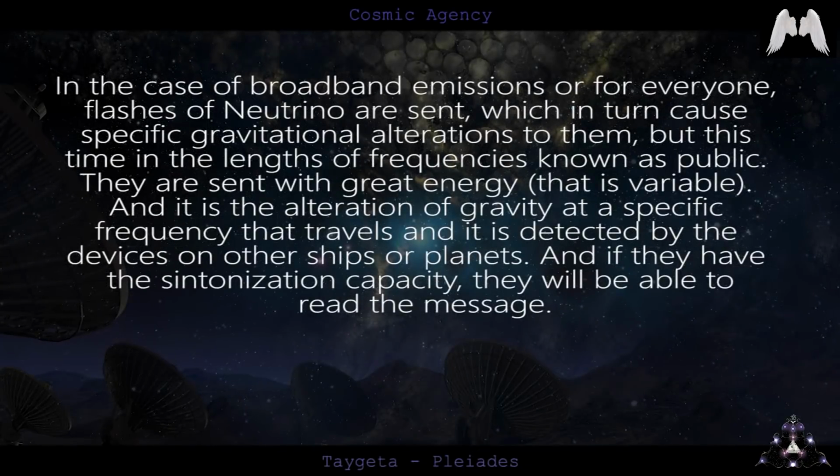In the case of broadband emissions, or for everyone, flashes of neutrino are sent, which in turn cause specific gravitational alterations to them, but this time in the lengths of frequencies known as public. They are sent with great energy, that is variable, and it is the alteration of gravity at a specific frequency that travels and is detected by the devices on other ships or planets. And if they have the synchronization capacity, they will be able to read the message.